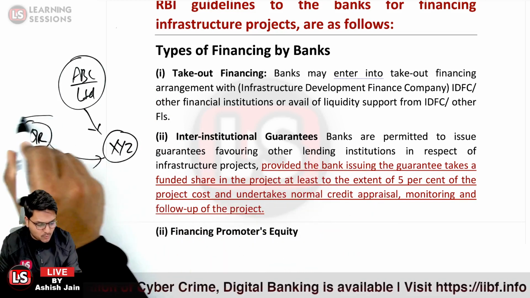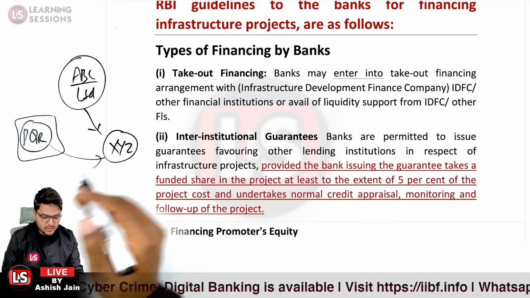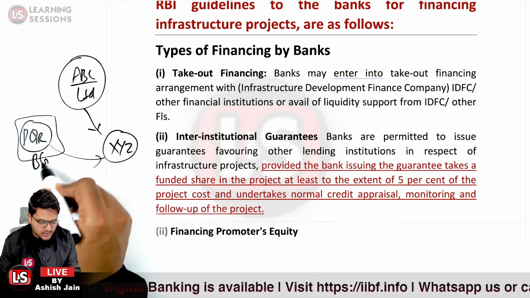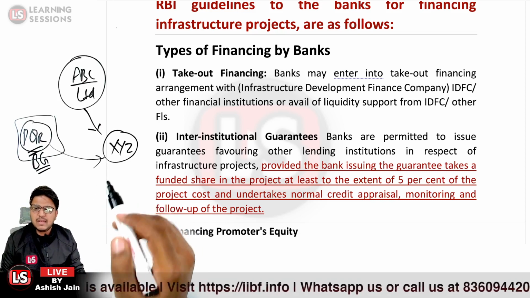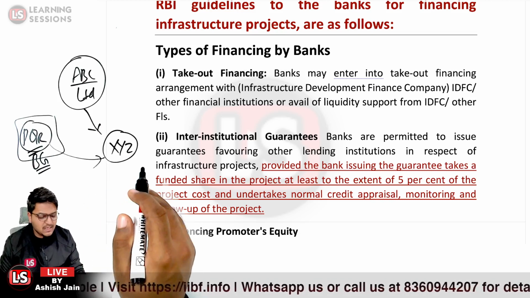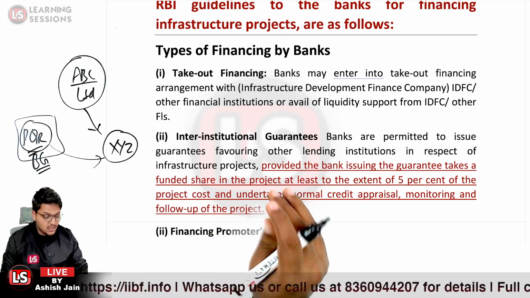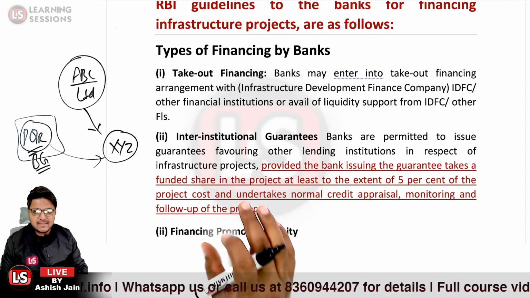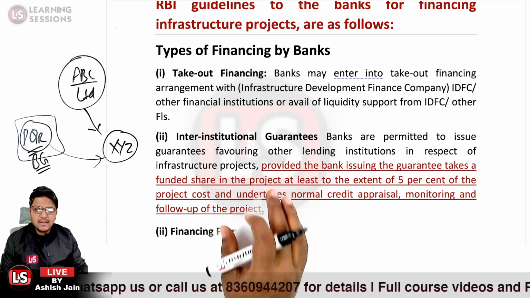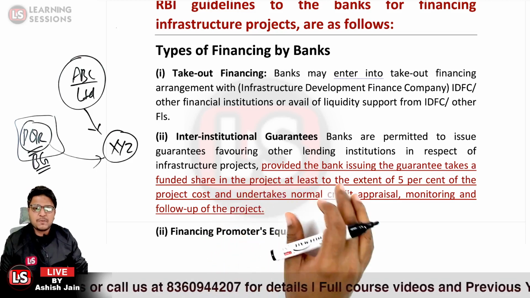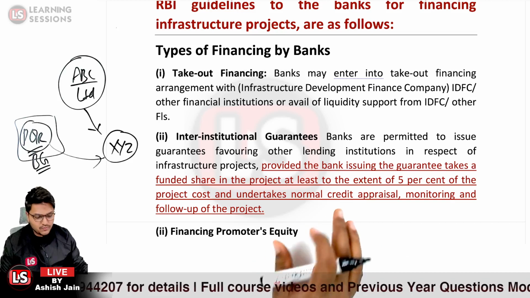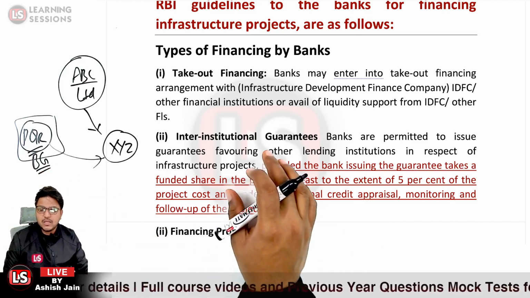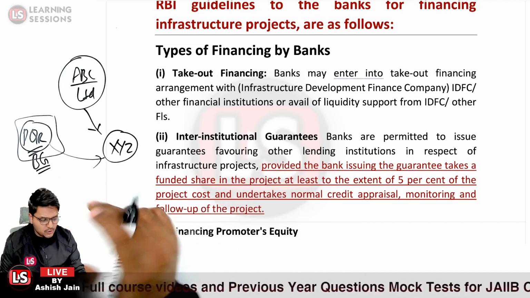Now there is also an exposure on PQR itself, because it has extended a bank guarantee favoring XYZ in the name of ABC Limited. In that particular case, the guideline says that at least 5% of the project cost must be the funded share of the guaranteeing bank. So 5% of the total project cost.